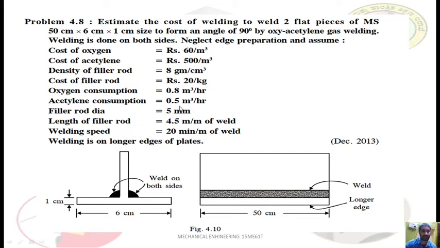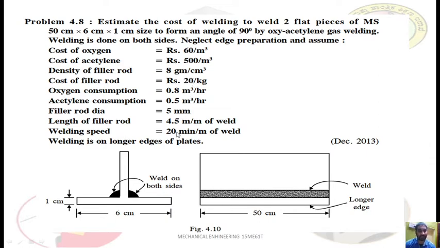So you have to calculate the area. Pi d square by 4 is the area of the filler rod, multiplied by the length of the filler rod required. The length of the filler rod is mentioned here as 4.5 meter per meter of weld. That means you require 4.5 meter of filler rod if you weld for 1 meter. So our weld length is also 1 meter. That means we require 4.5 meter of filler rod. Using this length and the diameter, we can find out the volume, multiplied by this density, that will give you the weight of the filler rod. The cost per kg is given here, so we can find out the cost.